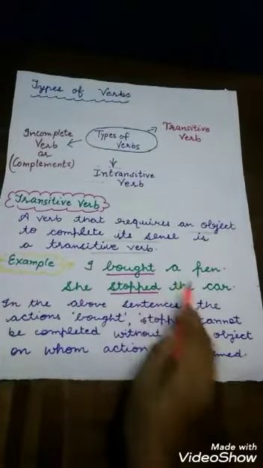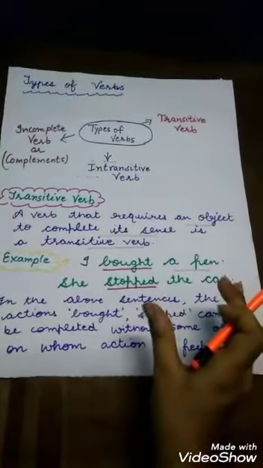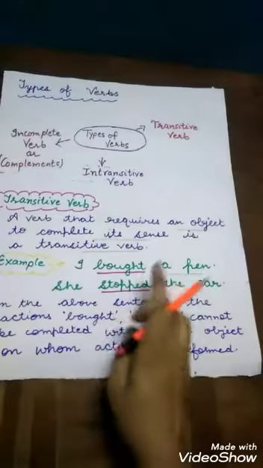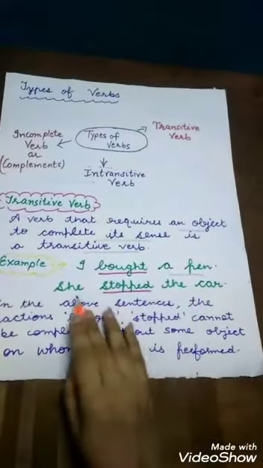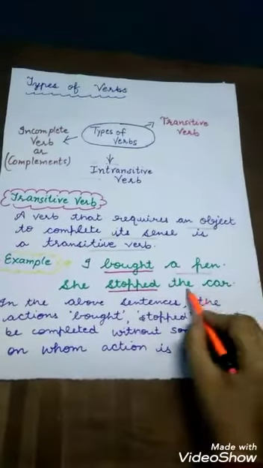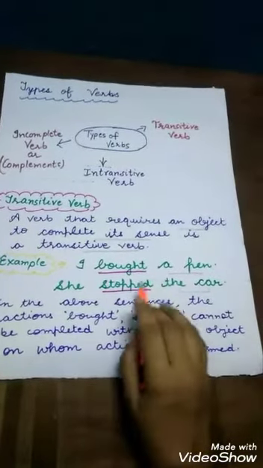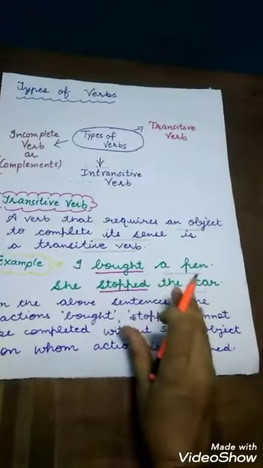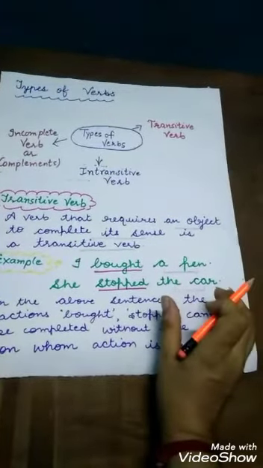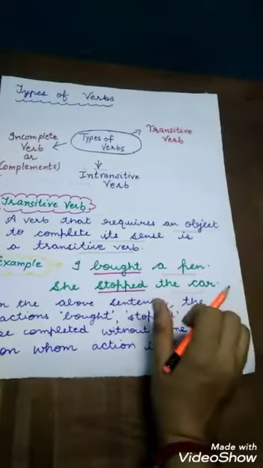I bought a pen. Now in this sentence, a pen is an object. So bought will be a transitive verb. Similarly, read out this example. She stopped the car. Now the car is also an object in the sentence. So stopped is used as a transitive verb, as it represents the complete sense of the sentence.